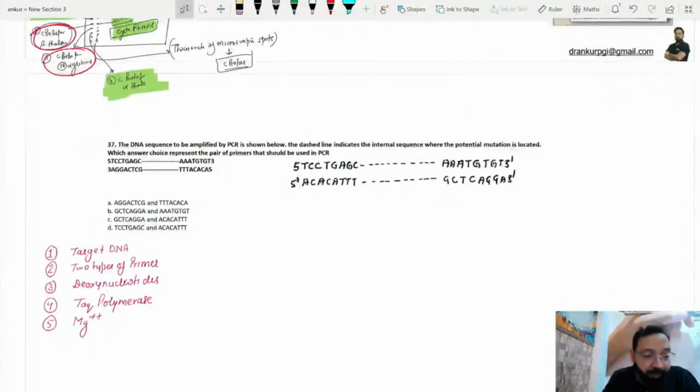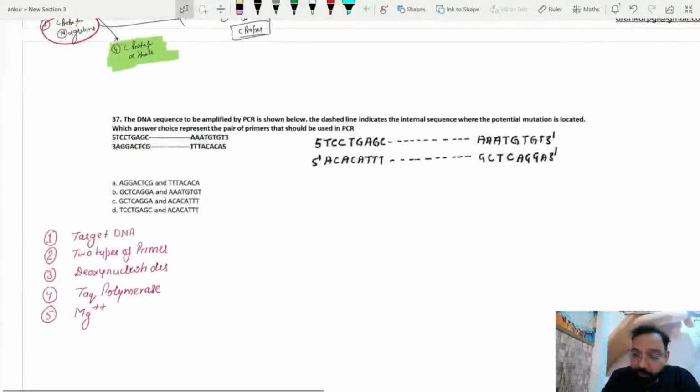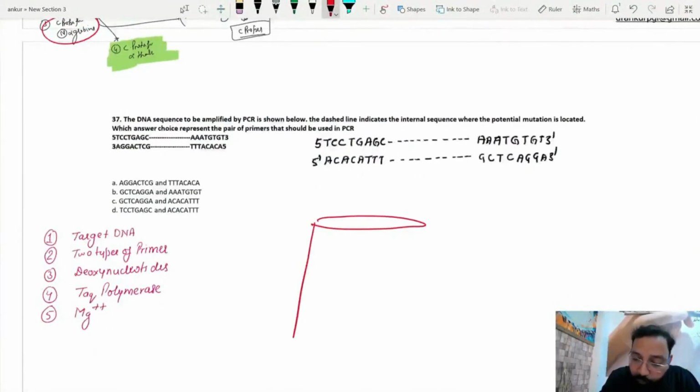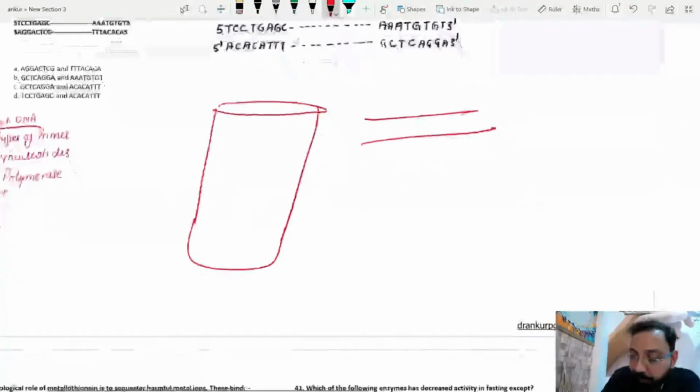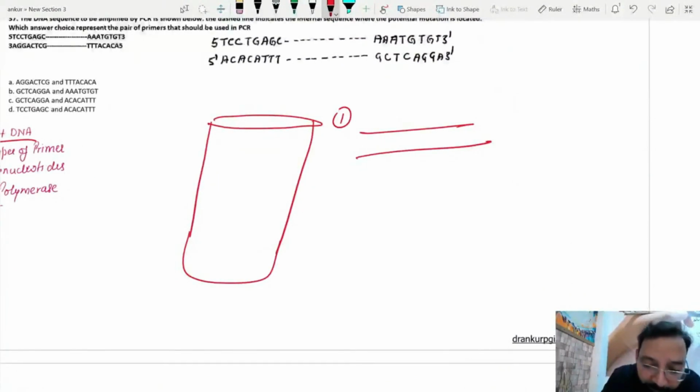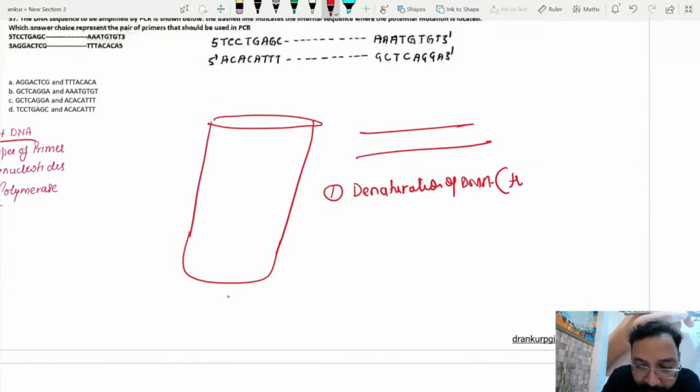I want to amplify DNA in test tube. First question is asked, what will you take in test tube? First thing, I will take the DNA of interest. Suppose this is DNA which is to be amplified. First step is denaturation of DNA. Heat. You will heat the DNA. When you heat, the DNA will be separated.